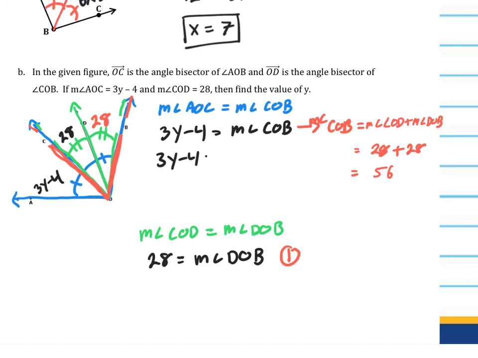3y minus 4 equals 56, and we can solve. Go ahead, add 4 to both sides. We get 3y equals 60. Then we get y equals 20, and we have finished our problem.